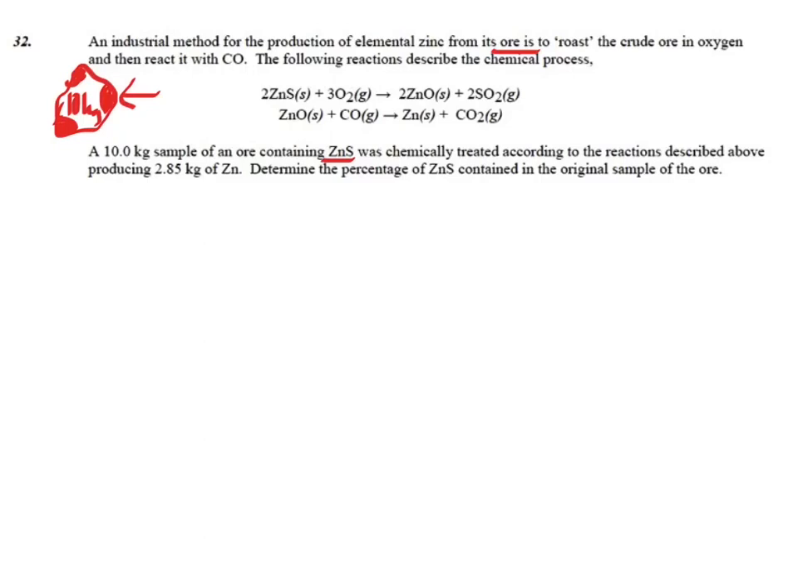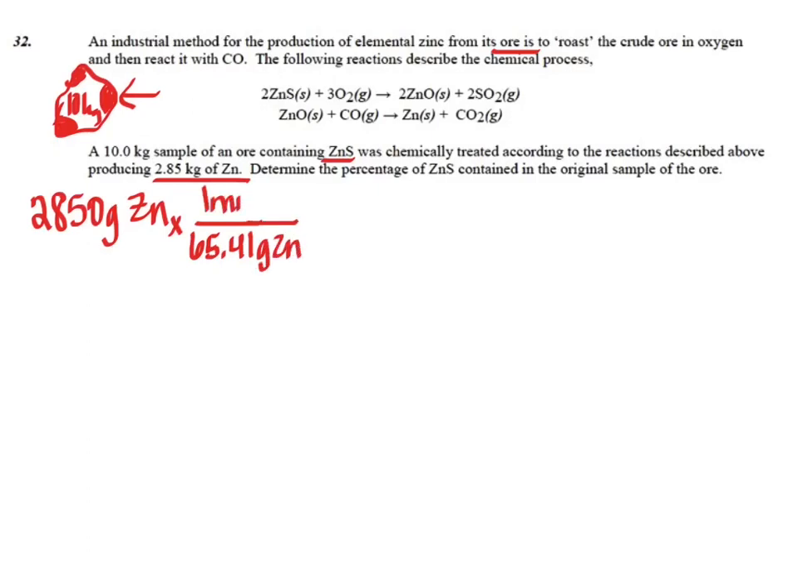So the first thing we're going to do is start out with how much zinc we ended up with. And we ended up with 2.85 kilograms of zinc. First thing I'm going to do right off the bat is take 2.85 kilograms and convert that to grams. So we have 2850 grams of zinc. And then we need to convert that to moles. So we need the molar mass of zinc. And I have 65.41 grams of zinc, and that's in 1 mole.